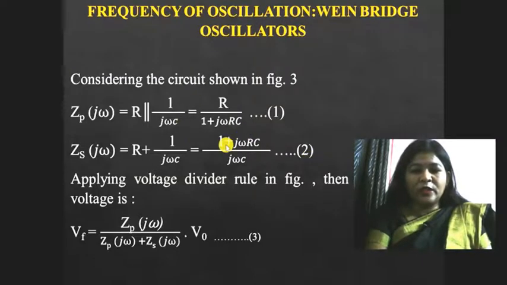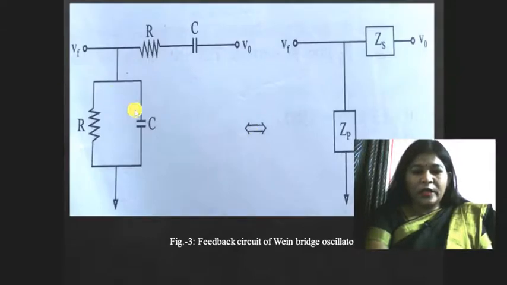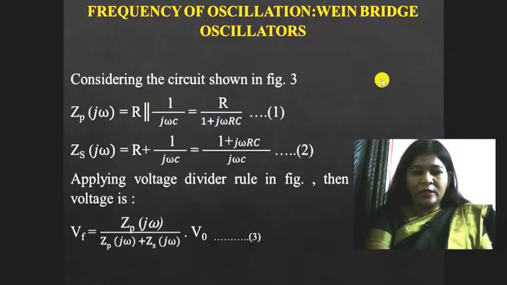So here, how to derive the oscillation frequency. Considering the circuit, which we had already discussed, we will find out ZP and ZS in the form of j omega. We can consider ZP(j omega) equal to R parallel to 1 upon j omega C, because in that circuitry the RC is in parallel form. Applying the parallel form, ZP(j omega) will be equal to R upon 1 plus j omega RC.